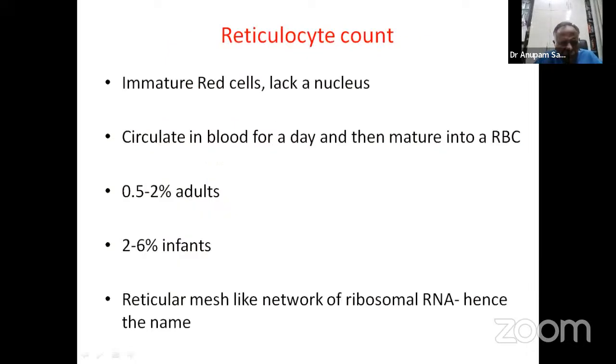Now, what are reticulocytes? They are immature red cells and lack a nucleus. They circulate in blood for a day and then mature into an RBC. They are almost 0.5 to 2% of the adults' blood and 2 to 6% of the infants'. A reticular, mesh-like network of ribosomal RNA is there. That is why they are known as reticulocytes.